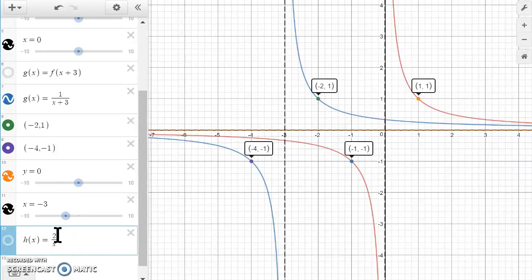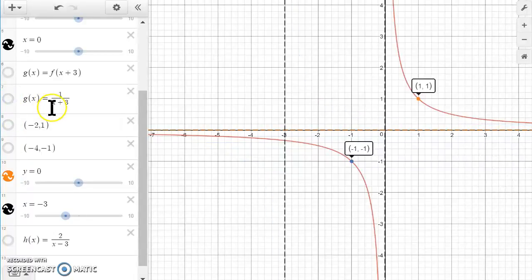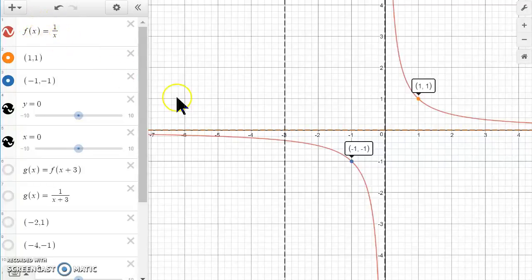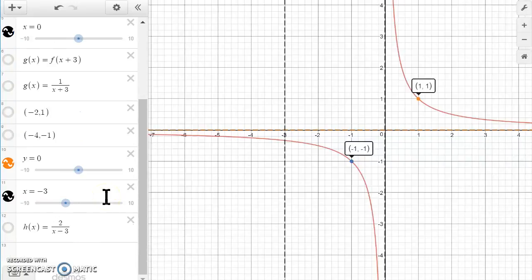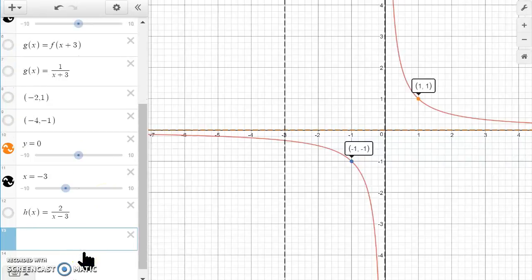Let's say 2 over x minus 3. I would like you to pause the video now and think about where your vertical asymptote is going to be. Compared to the original reciprocal function, 1 over x, you can compare to this point 1, 1 and this point negative 1, negative 1. Compared to those points, where would those points now be? All right, think about this.